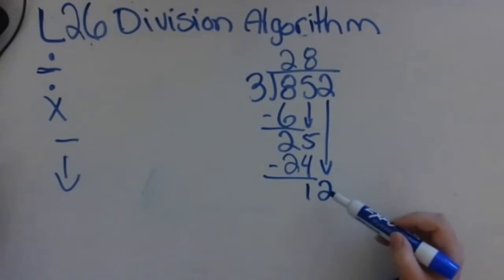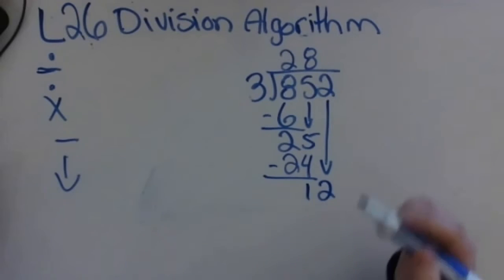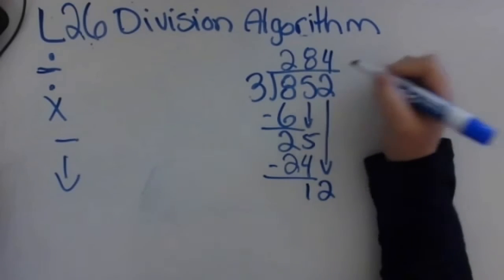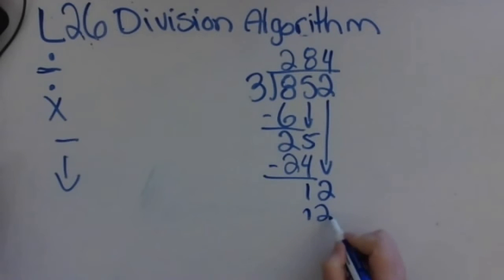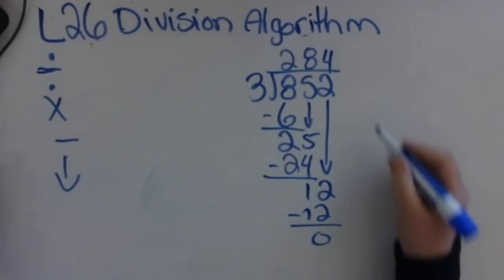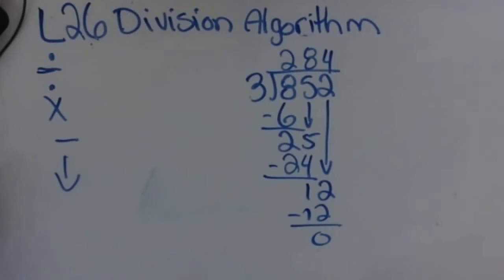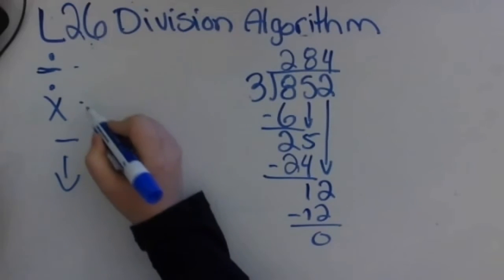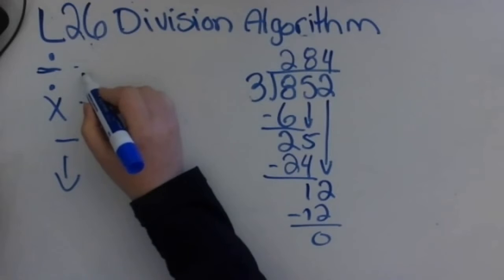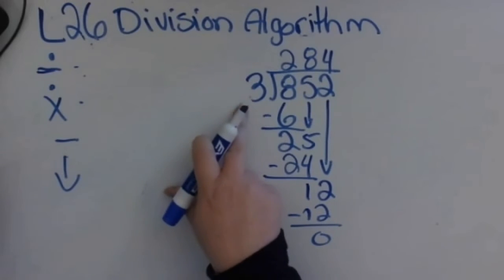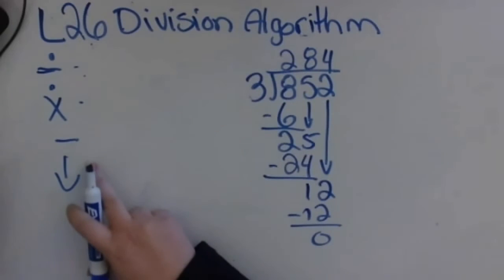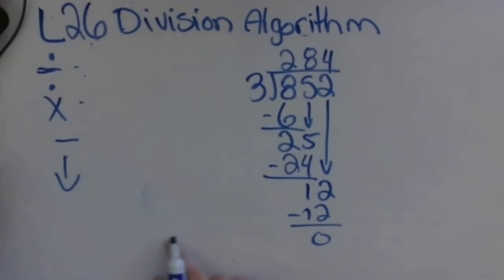3 goes into 12. How many times? 3 goes into 12 4 times. Multiply. 3 times 4 is 12. Subtract. There is nothing else to bring down, so I am done. My answer is 284. Again, divide, multiply, subtract, bring down. How many times does it go into it? What is the divisor times that number? Subtract, bring down. And then do it all over again.